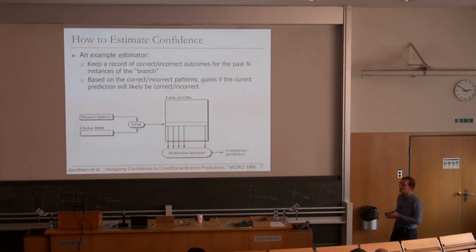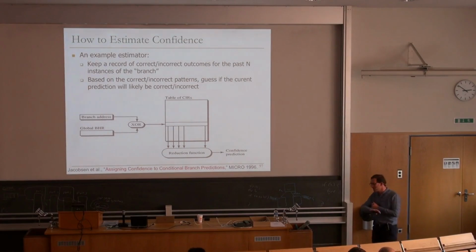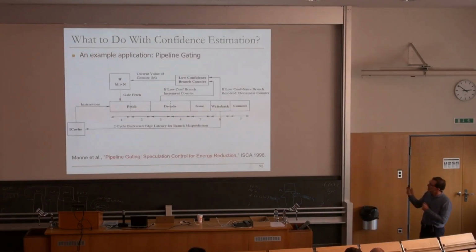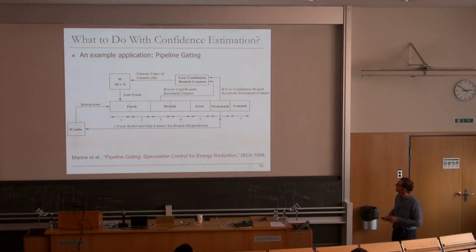So what does this enable? This enables many, many things, as I said. Actually, it's heavily used in the TAGE predictor that I mentioned earlier. It's heavily used in selecting between hybrid branch predictors. And it could be used for something like this. It's a different idea. But this paper, for example, proposes what is employed in some processors, called pipeline gating.